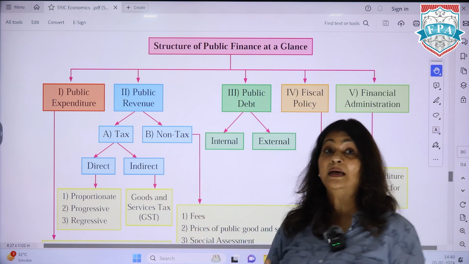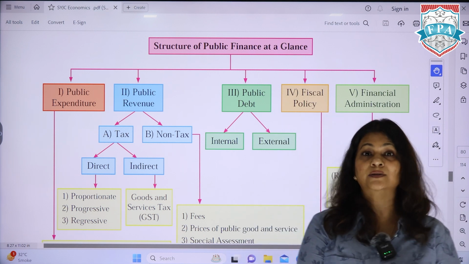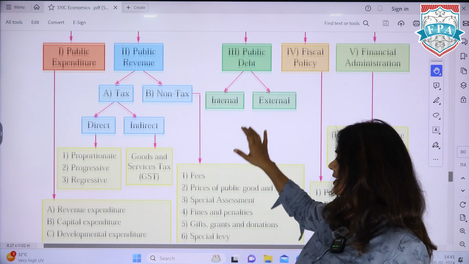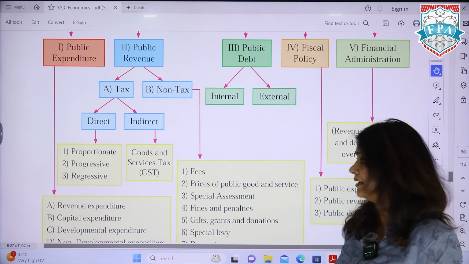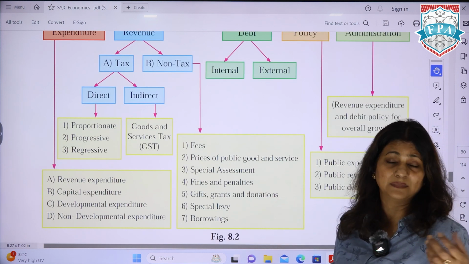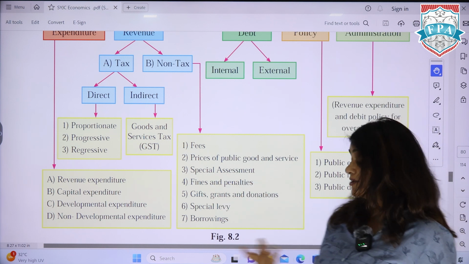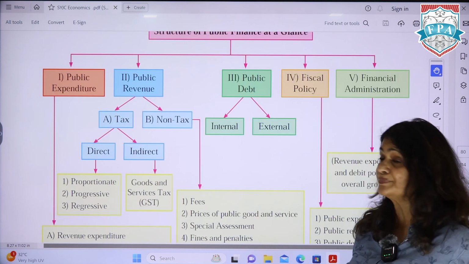Now revenue can be generated by levying tax on the people. Tax can be direct tax and indirect tax, GST as all of us know, and it can be a non-tax method of generating revenue in the form of fees or penalty or any kind of special assessment. This has come in the examination, right? A special levy, borrowing, these are non-tax methods of generating revenue.